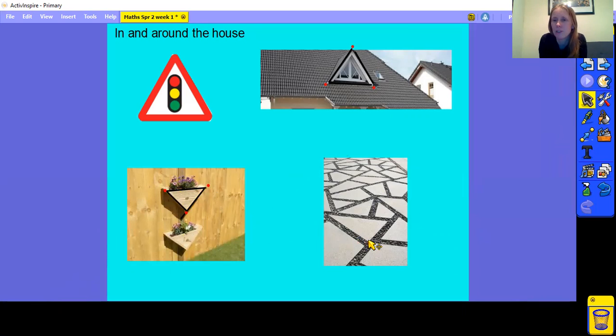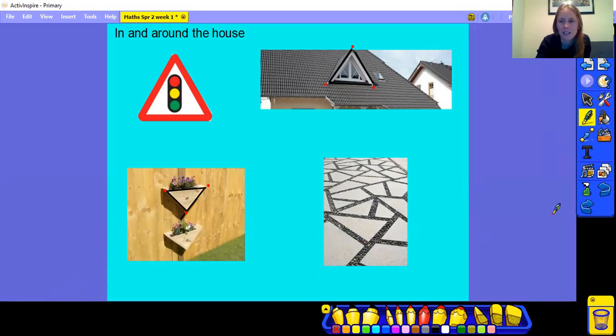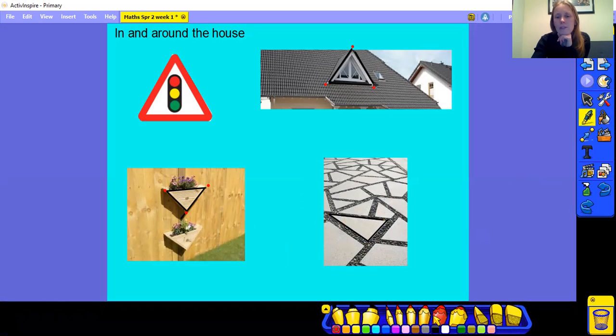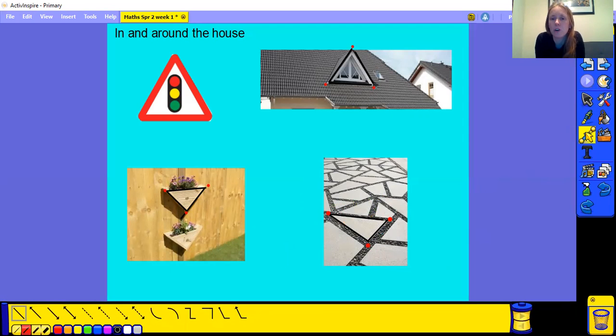Let's have a look at these paving stones on the path in the garden. Can you see any triangles? Let's find out. Now, I can see a triangle here. It has one straight side, two straight sides, three straight sides, and let's check how many corners it has. One corner, two corners, three corners. Three straight sides and three corners. So that shape is a triangle.